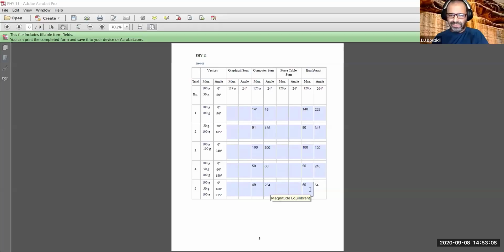So this is the value. 49 was the sum. I cannot do 49, I have to do 50. If I add 180 to 234, it's going to put it outside of 360, so I'm going to subtract instead, which puts it between 0 and 360, and the answer is 54. So 100 at 0 degrees, 50 at 160, 100 at 215, and the equilibrium is 50 at 54 degrees. Let's try that. I'm going to stop sharing that screen and now go into the force table.